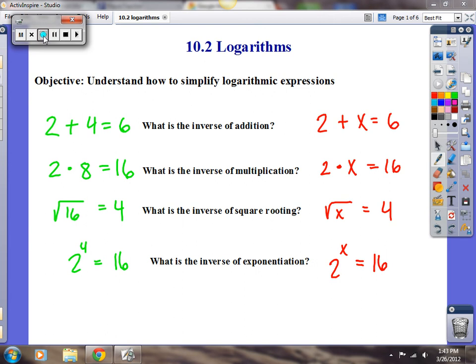Logarithms. This is something totally brand new. You've never ever heard of it, seen it, or done anything with it. But to introduce it, let's talk about inverses. What is the inverse of addition? Subtraction. Write it down. Subtraction.